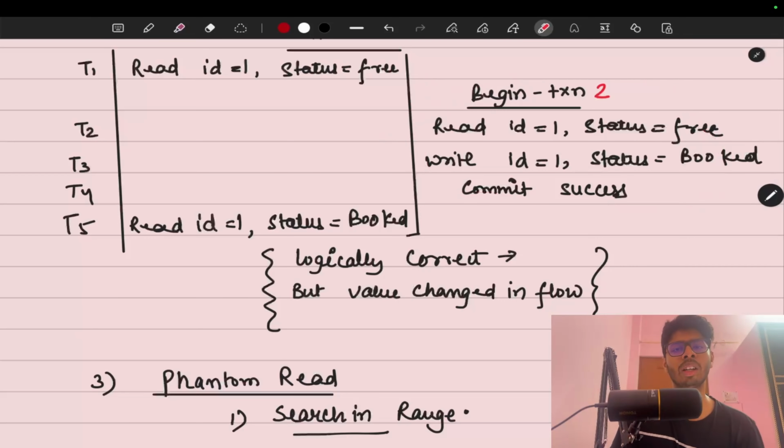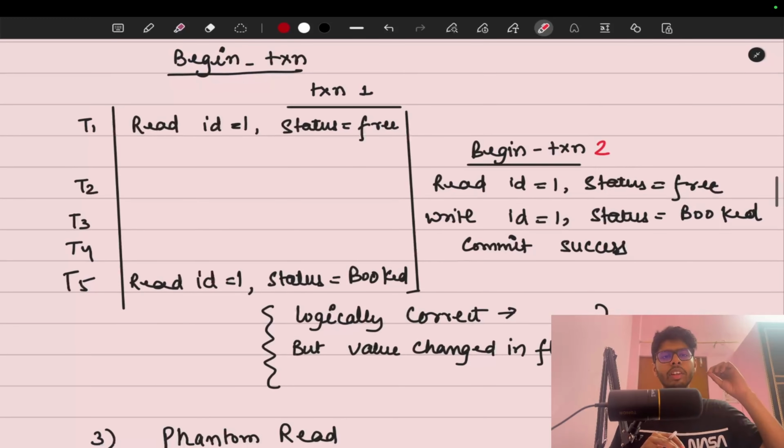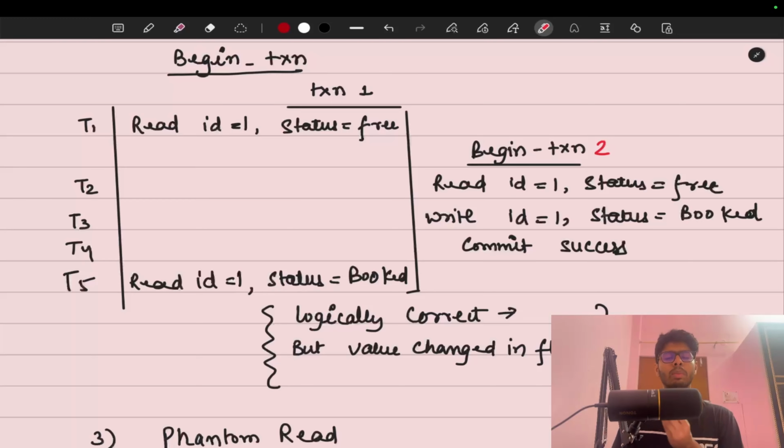Still, there is a problem. The non-repeatable read problem says that in the same transaction, every time we read a row we should get the same value. But previously we were getting status equals free and this time we are getting status equals booked. So in the same transaction, any time we make a read call, we should get the same data, but we are getting different data. That is the problem of non-repeatable read.